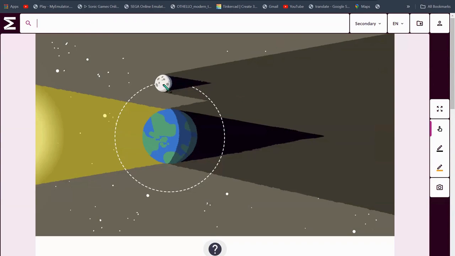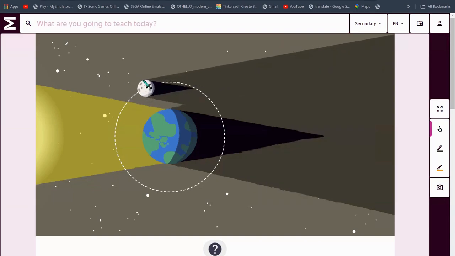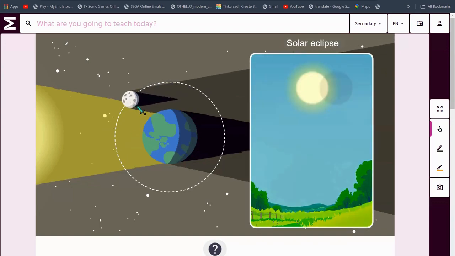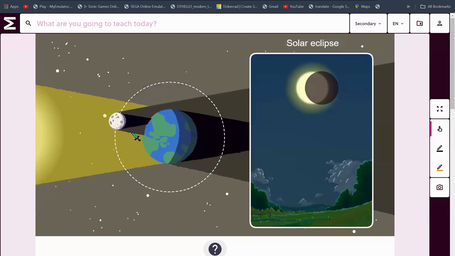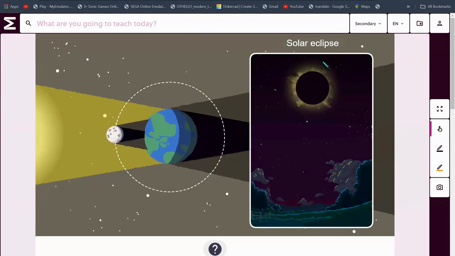Today, we're learning about lunar eclipses and solar eclipses. They're pretty cool. Solar eclipses basically happen when the moon comes in the way of the sun, somewhere around here to here. When the moon comes in between the sun and the earth, the moon forms a giant shadow that goes onto the earth and covers the sun.